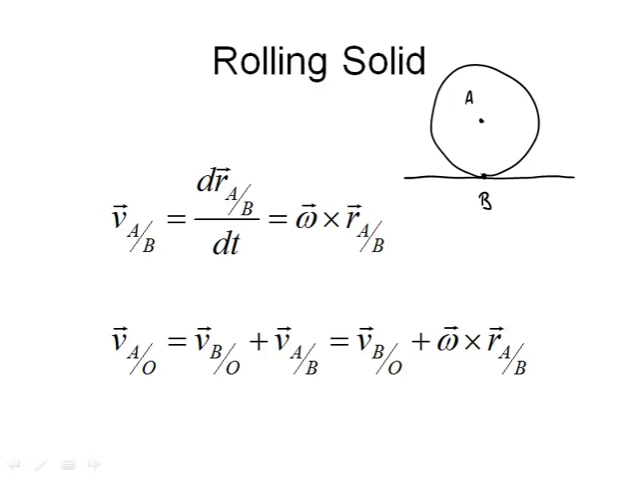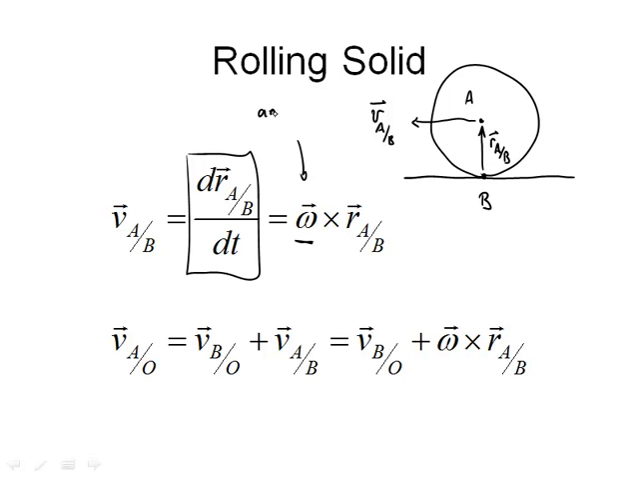Now, if the wheel is rolling to the left, the velocity of A will be to the left. And this would be the velocity of A with respect to B. Here's the position vector of A with respect to B. So the velocity of A with respect to B is the derivative of the position vector of A with respect to B. But that velocity is also equal to omega, where omega is the angular velocity of this rolling object. This is the angular velocity of the wheel, and that is a vector quantity.